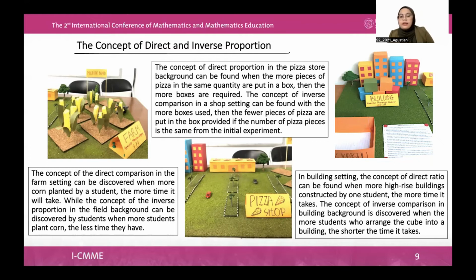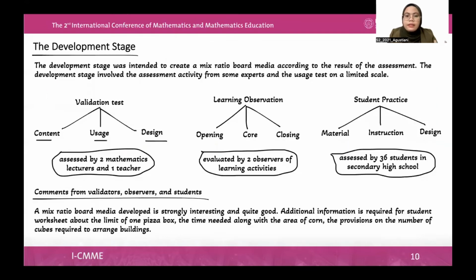And the last, in the building, we can see the direct ratio can be found when more high-rise buildings are constructed by one student, the more time it takes. And inversely, when more students arrange the cubes into a building, the shorter the time it takes. And the last stage is development.